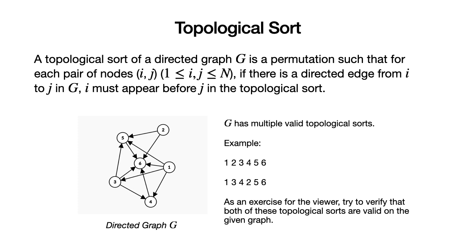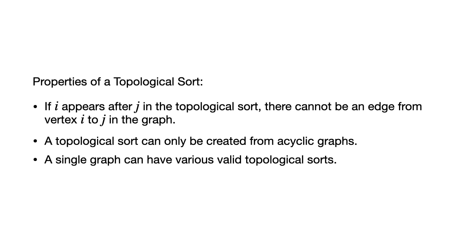Now let's look at the properties of a topological sort. The first property is that if I appears after J in the topological sort, there cannot be an edge from I to J in the graph. The second property is that a topological sort can only be created from acyclic graphs, and therefore any graph created from a topological sort is by default acyclic. And the third property is that a single graph can have various valid topological sorts.